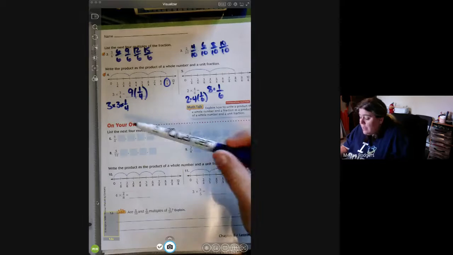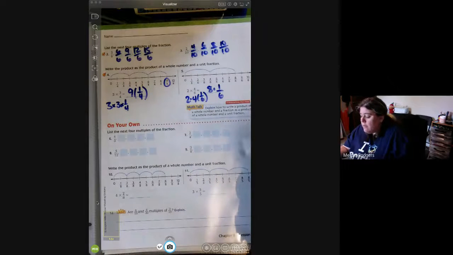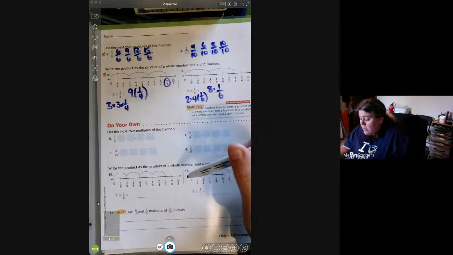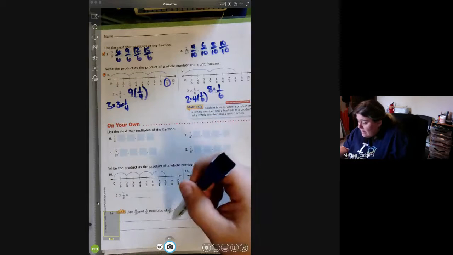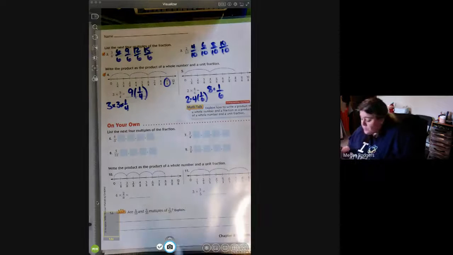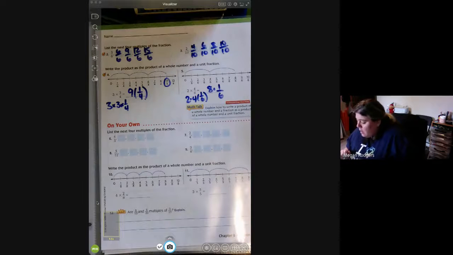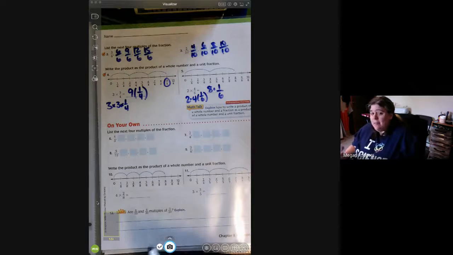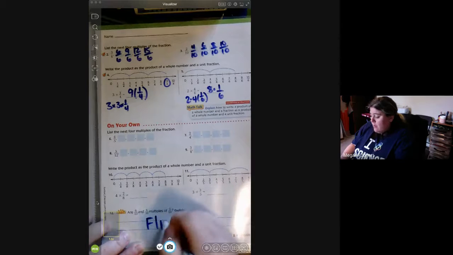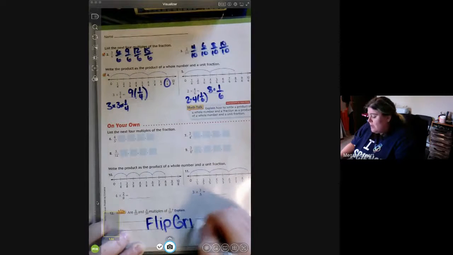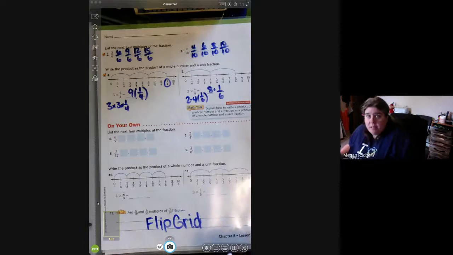On your own, list the next 4 multiples of the fraction, write the product, and then there's a question down here. It's a hot question. Are 6/10 and 6/30 multiples of 3/10? Explain. Okay, so if you have the capability, I would like you to post your answer on this on Flipgrid, and you can respond to each other on that and see what we think. I'm not going to tell you the correct answer for that.